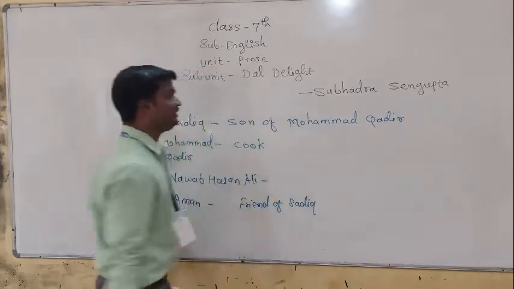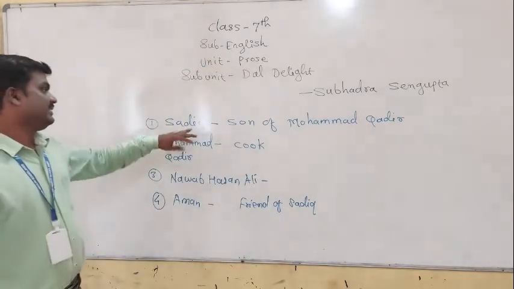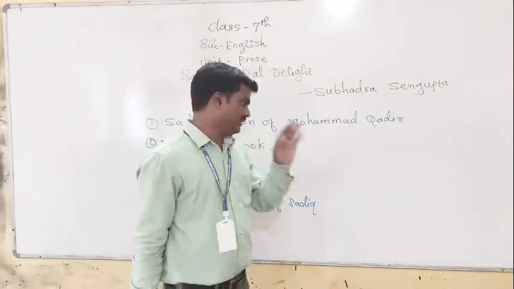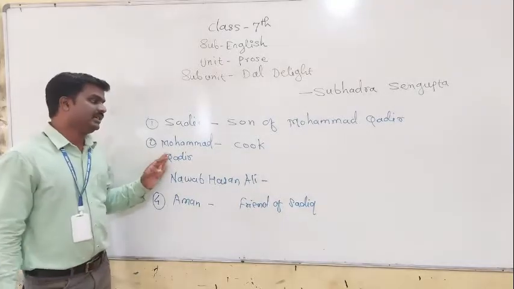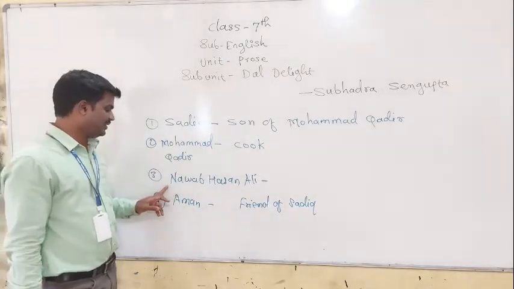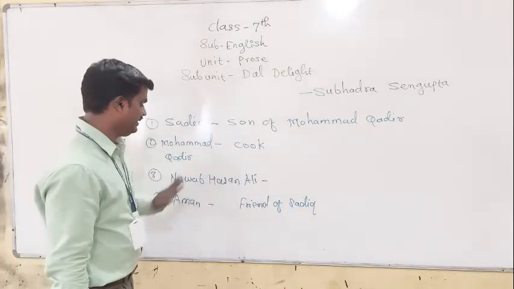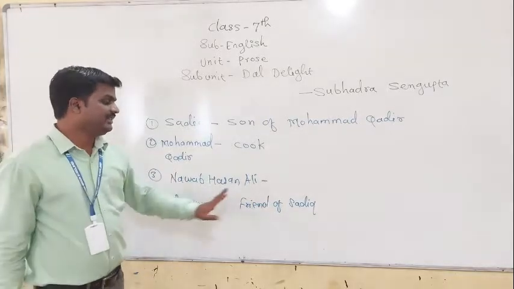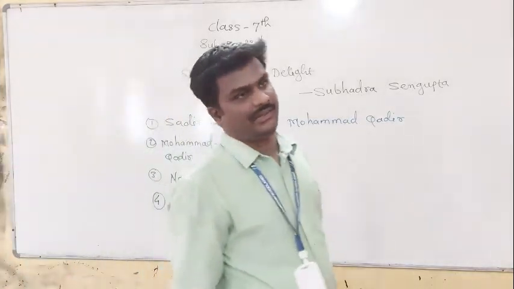Next, see friends, the major characters are here. Sadiq, the son of Muhammad Qadir. Muhammad Qadir, a cook who had a food stall. Then the next important character, Nawab Hasan Ali. He is a Nawab of that kingdom. Aman is the next character, a friend of Sadiq.